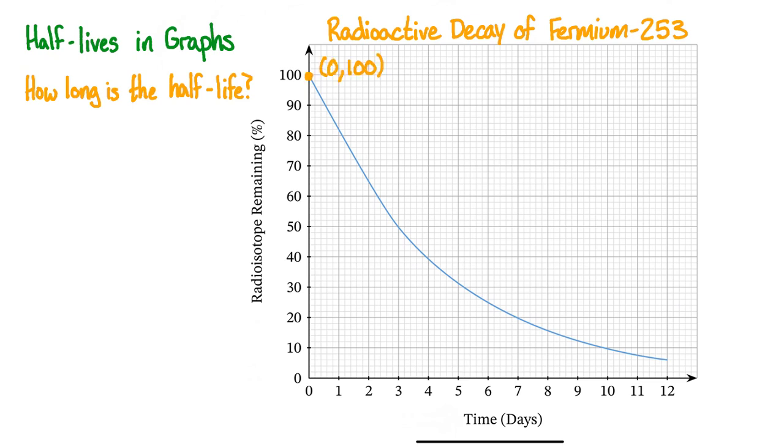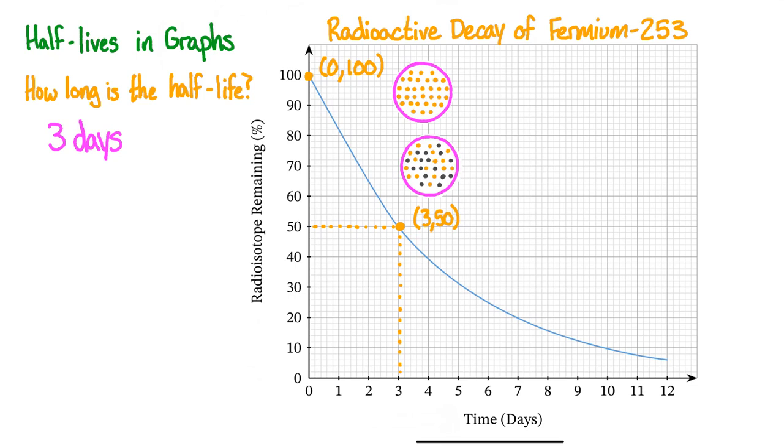Well, we know that we start at time 0 with 100% of the isotope remaining. To find the half-life of fermium-253, we need to find the time when only 50% of the isotope remains. Following the lines on the graph, we can see that 50% of the isotope remains after 3 days. So our half-life is 3 days.